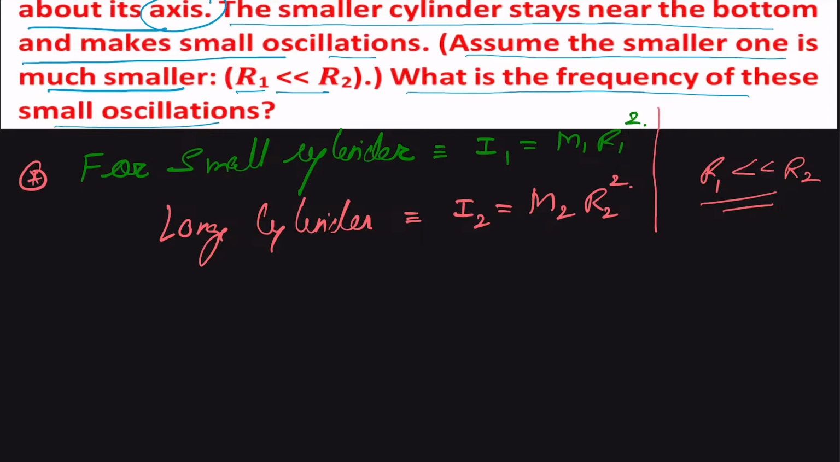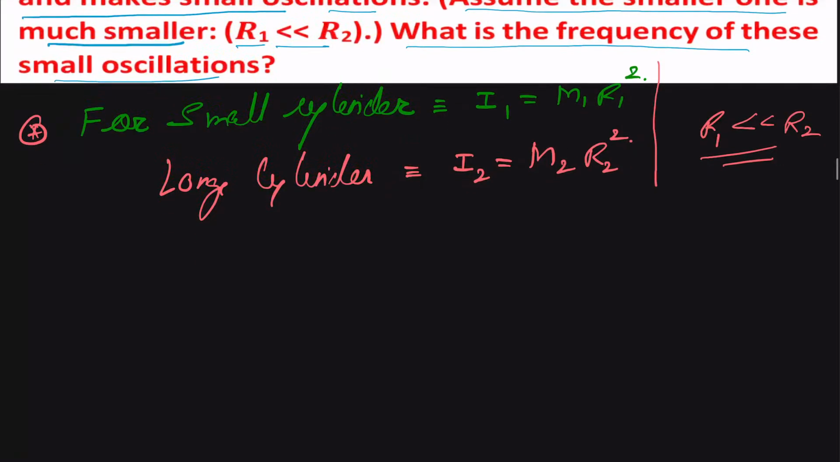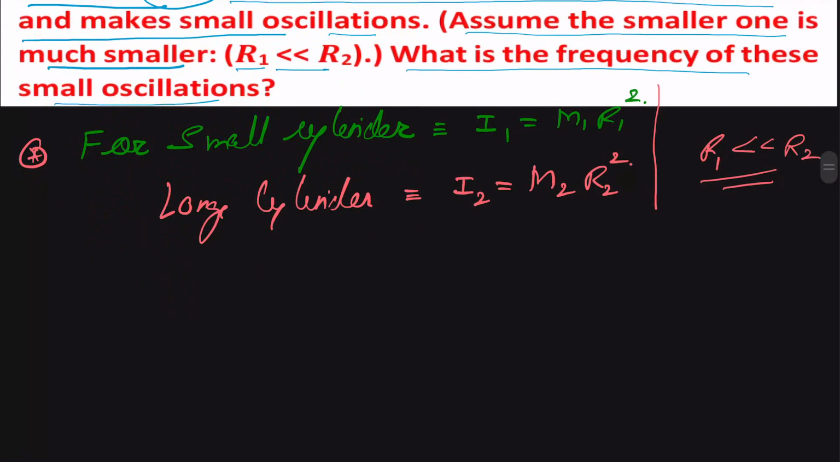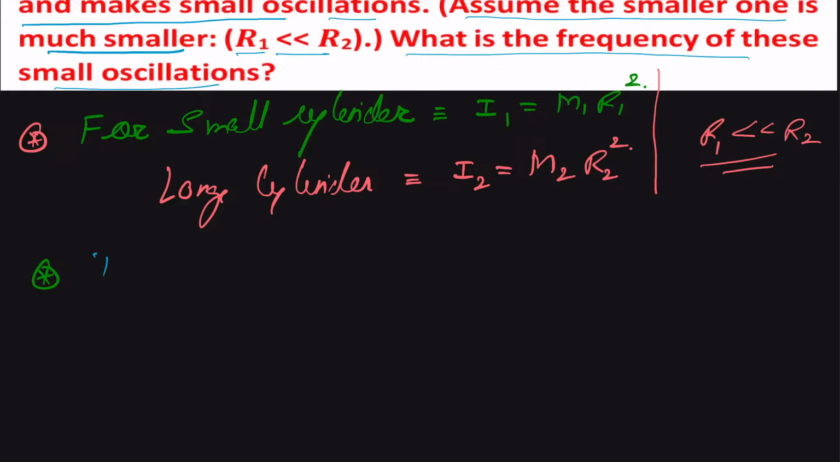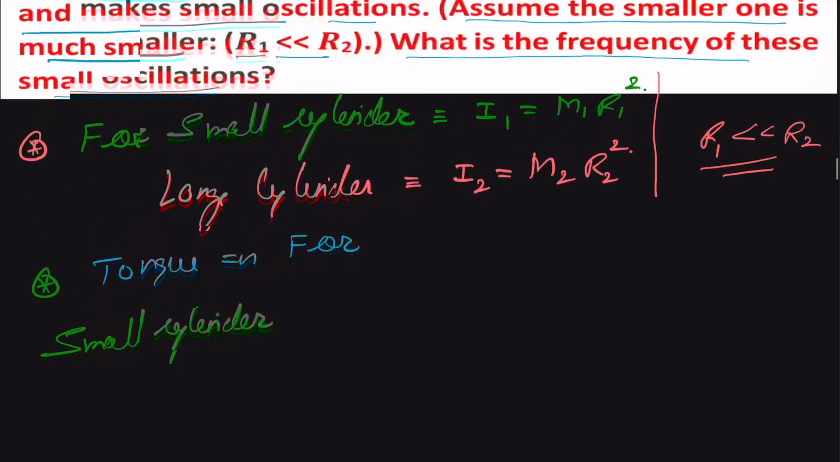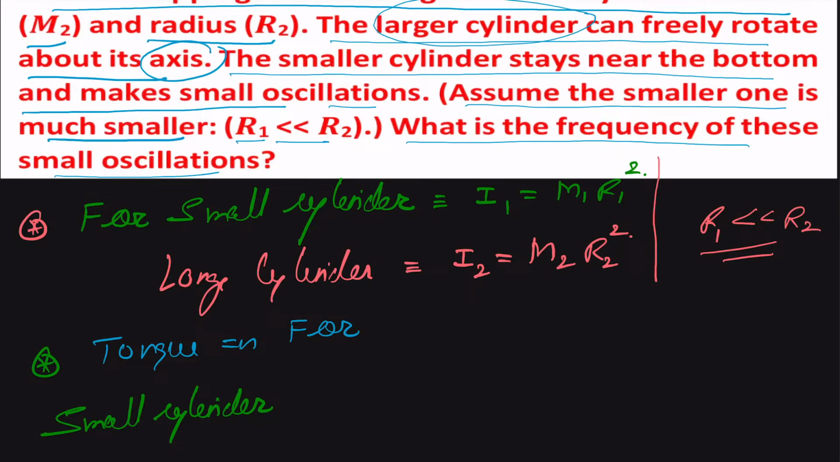So in this case, let us write the torque equation for each cylinder, because both the cylinders will be rotating. There is no slipping, only rotation is there. So let us first of all write the torque equation for the small cylinder. There will be a tangential force, and let us call that tangential force, which will be a frictional force, F.